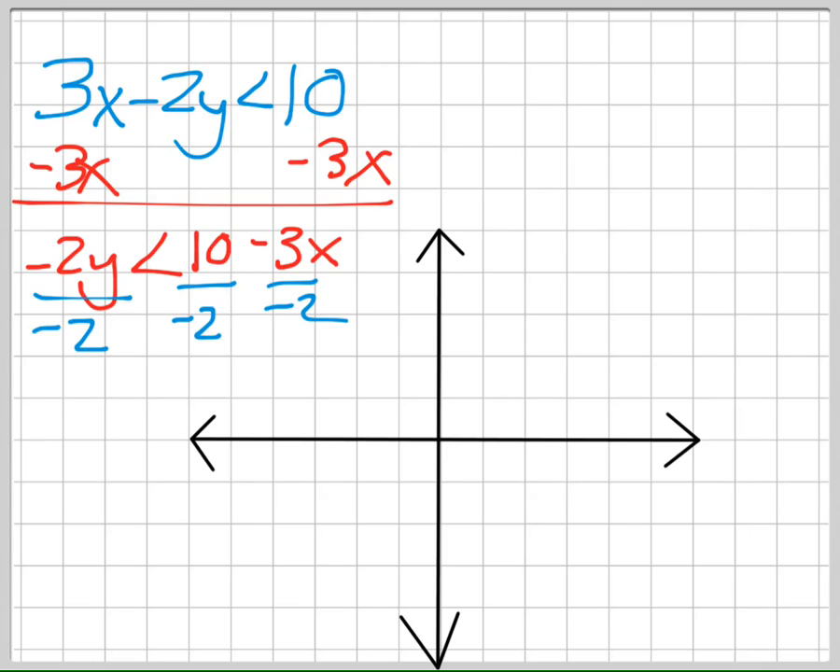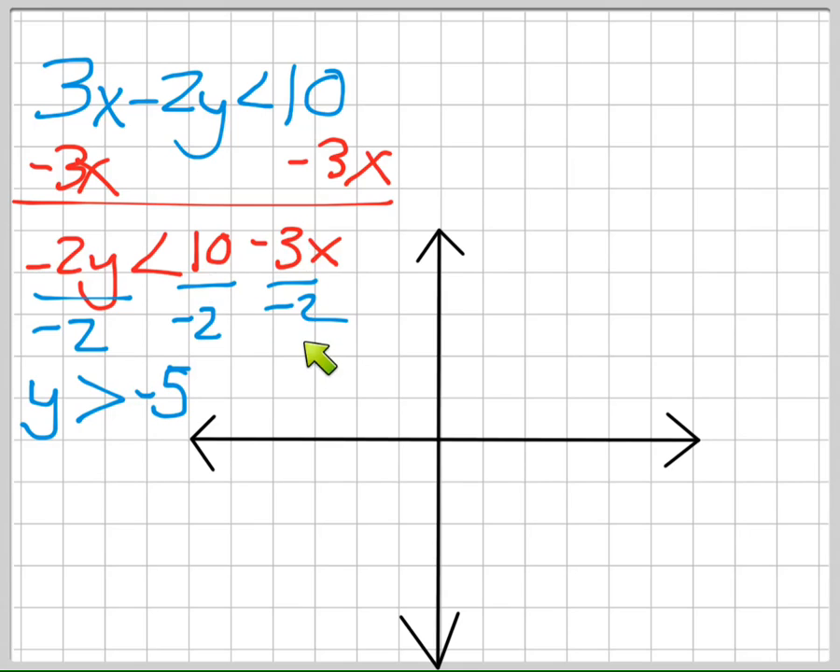So when I do that, I'm going to be left with 1y on this side. But I divided by a negative on both sides. So what's going to happen to that symbol? We're going to flip it. Because when we multiply or divide by a negative number, the sign flips. So we flipped it. 10 divided by -2 would be -5.